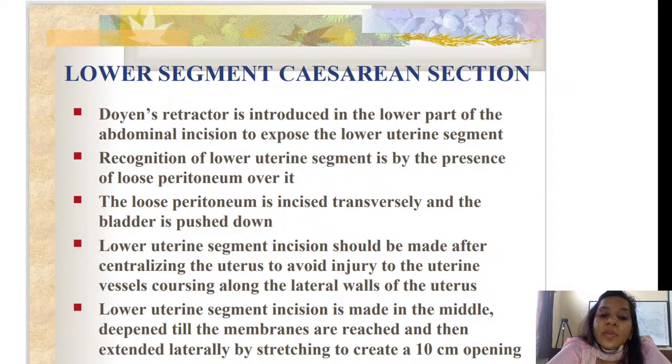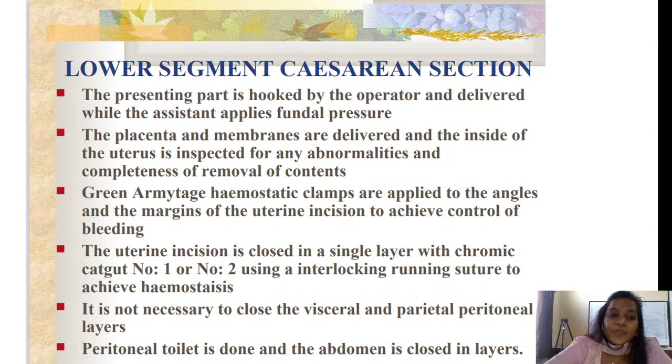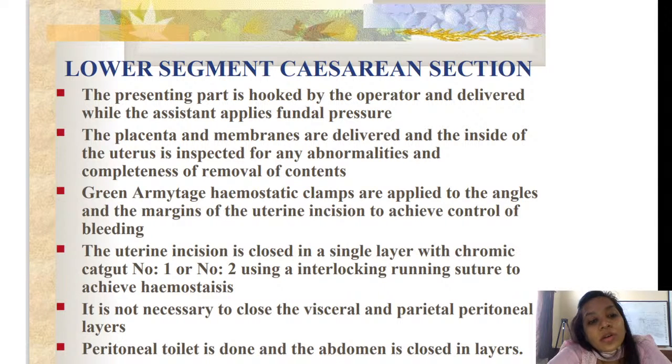The lower uterine segment incision should be made after centralizing the uterus to avoid injury to the uterine vessels along the lateral wall of the uterus. Then the lower segment incision is made in the middle, deepening till the membranes are reached, and then extended laterally by stretching to create a 10 cm opening. The presenting part is hooked by the operator and delivered while the assistant applies fundal pressure.